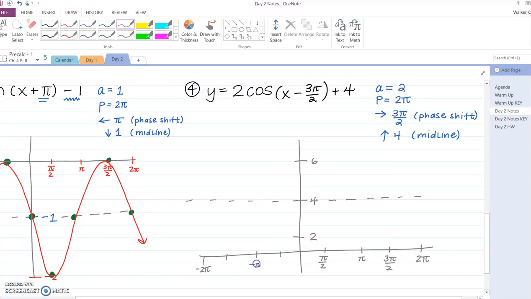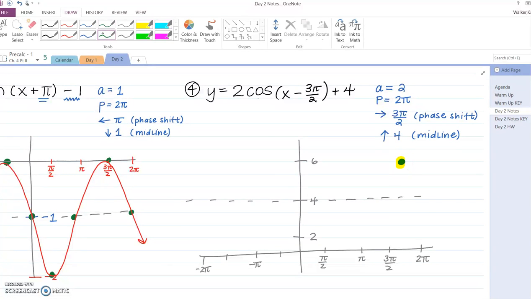Remember, label every tick mark. I'm skipping it over right now, just to keep this video as short as possible. So cosine starts high, so I would usually start on the y-axis up at 6. But keep in mind I had a phase shift. I moved to the right 3 pi over 2. So I have 3 tick marks getting me to the right at 3 pi over 2. So here's my starting point.